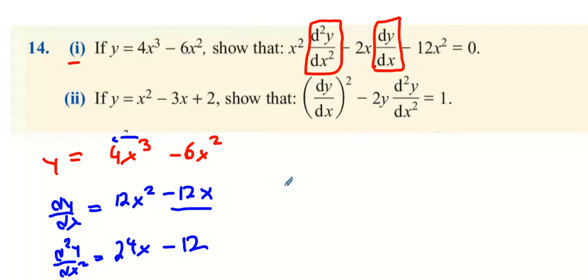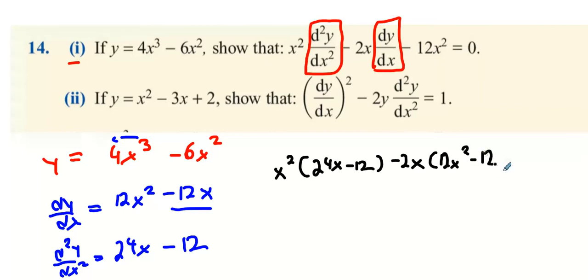Okay. So we've got x squared multiplied by the first derivative, which is x squared multiplied by the second derivative, which is 24x take away 12, minus 2x into the first derivative, which is 12x squared minus 12x, and then take away 12x squared. And we have to prove this equals 0.